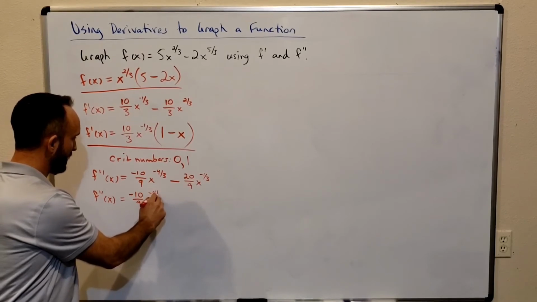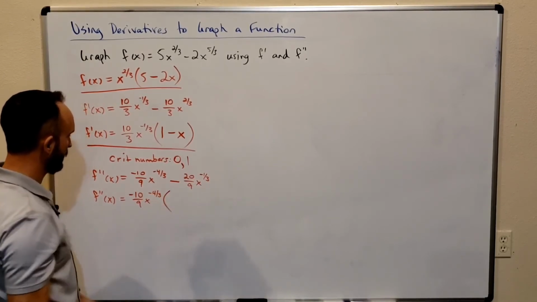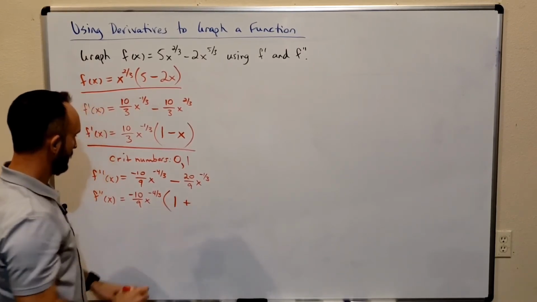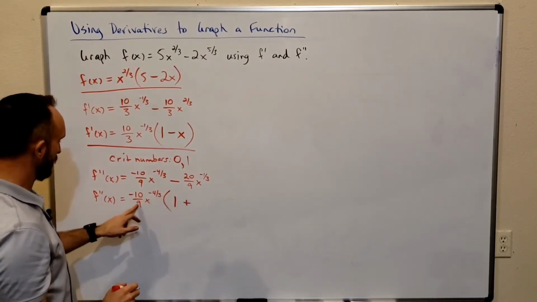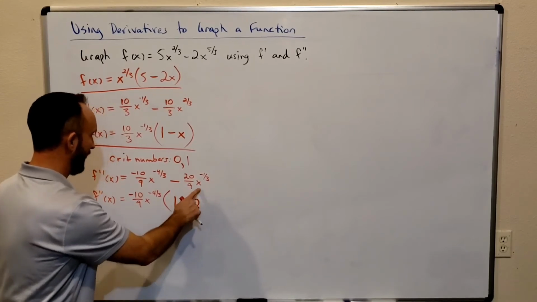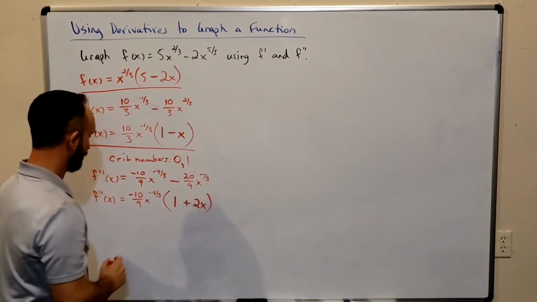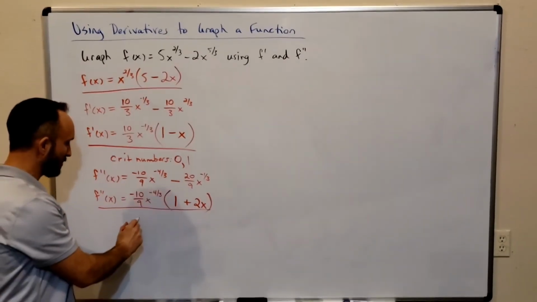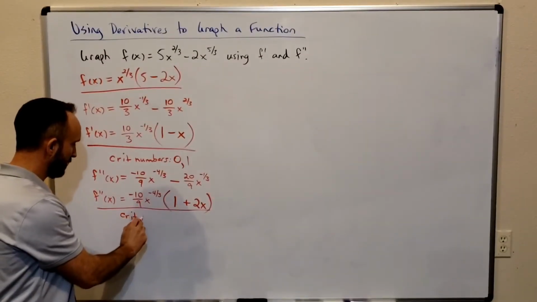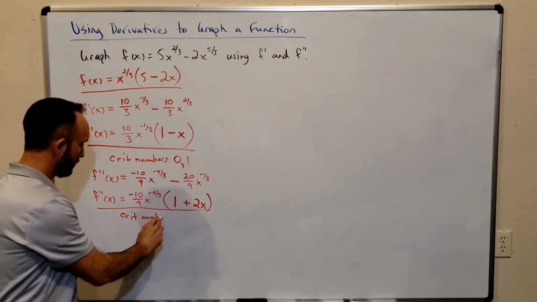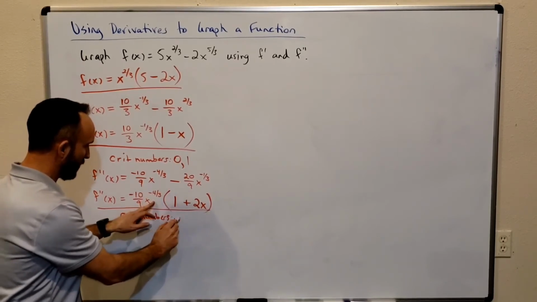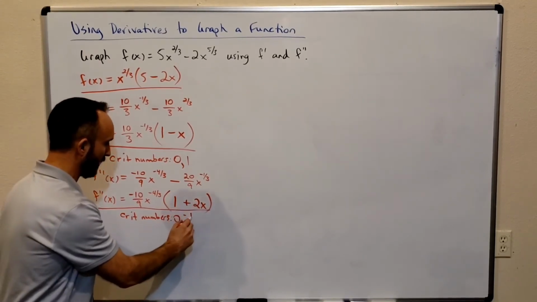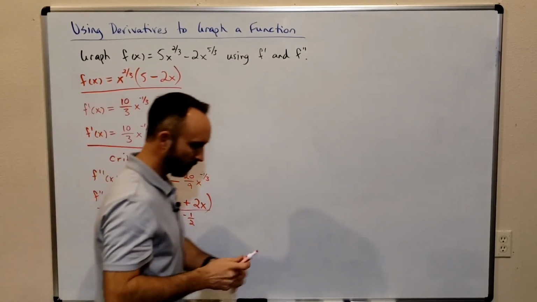So pull out negative 10 ninths x to the negative 4 thirds. That's going to make this term a 1, plus that's going to make this a 2 when I pull out the 10 ninths, x to the first power. Okay, so again, we're dividing by x to a power, so one of the critical numbers here is going to be 0, and here we're going to get negative 1/2 if we were to solve that for x. All right, very good.